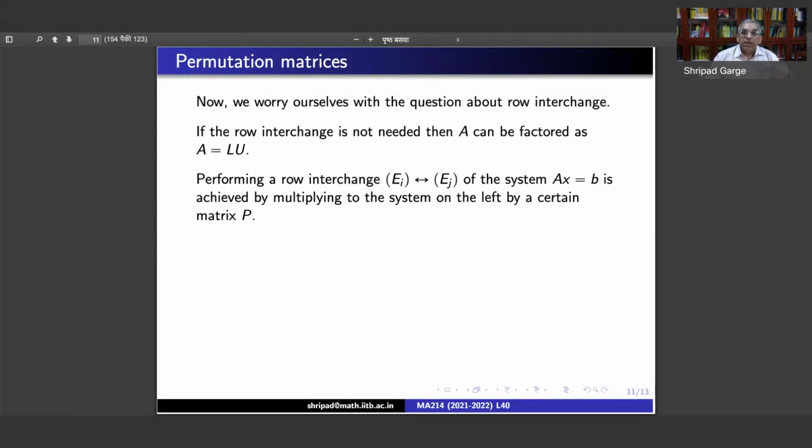So here this is done by a matrix capital P, which is again a very simple minded matrix. It's not a lower triangular matrix, but it again differs from the identity matrix in a very small way. How does it differ? Only in 4 places.